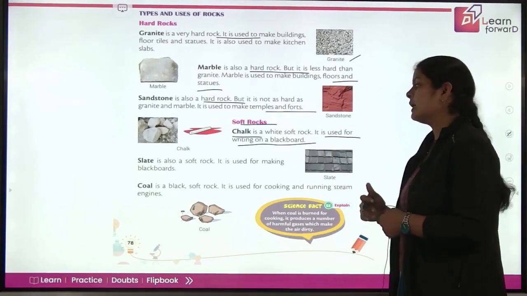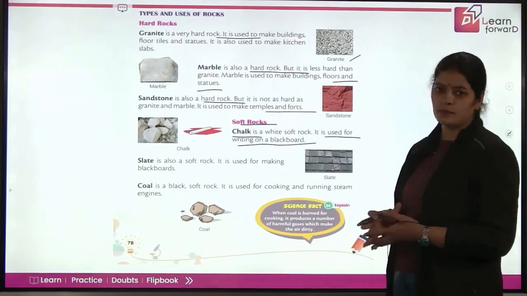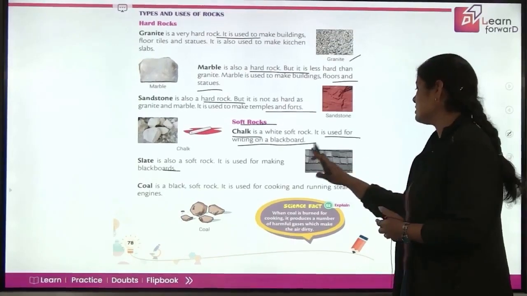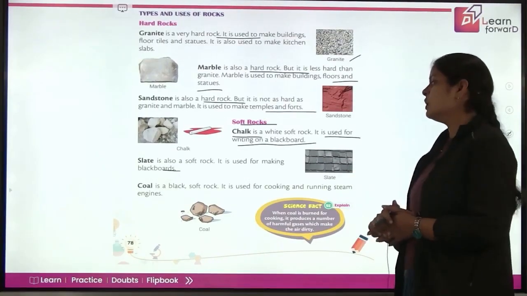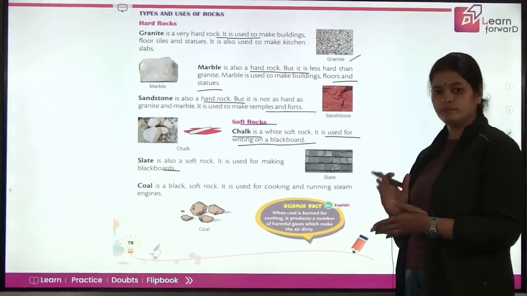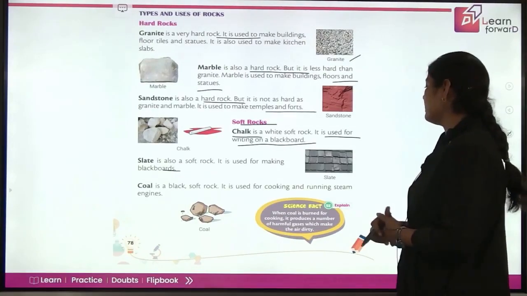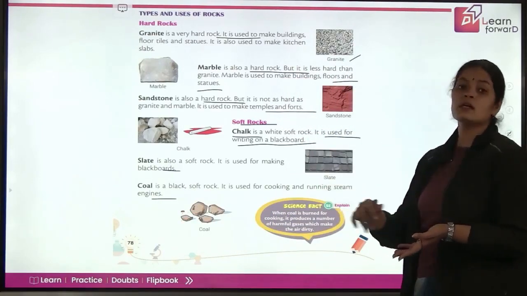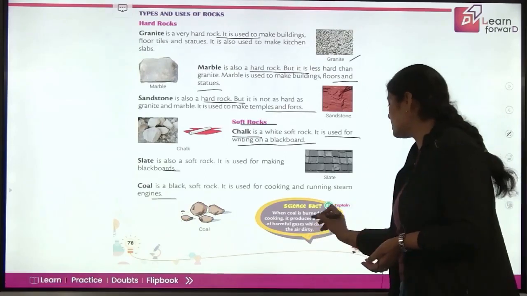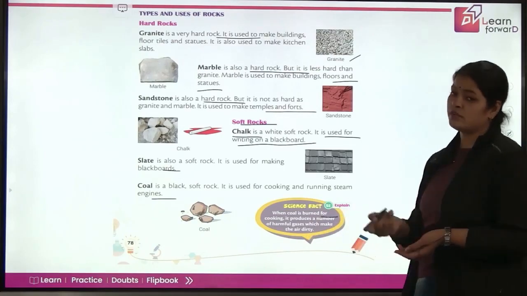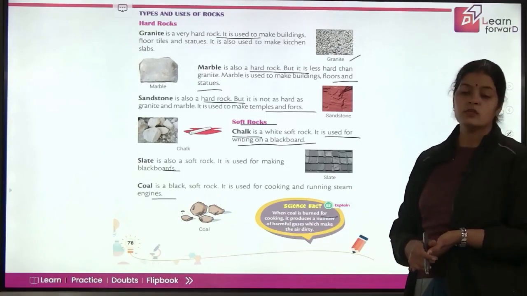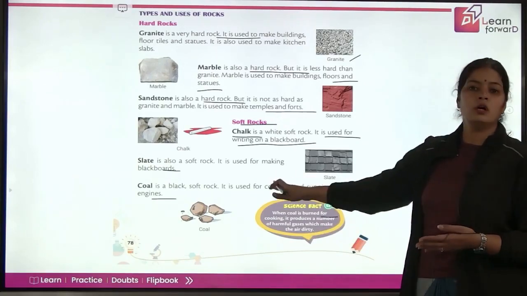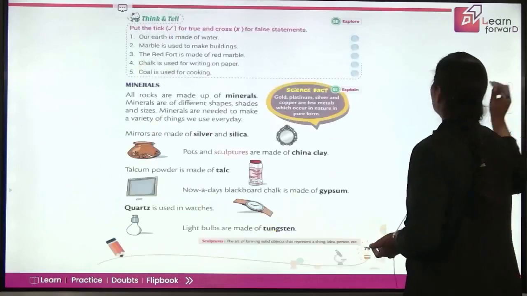Now slate is again a soft rock. It is used for making blackboards. So blackboards and chalks are both rocks and both are soft rocks. Coal is a black soft rock. It can be broken down. It is used for cooking and running steam engines because when we burn coal, steam is produced that can be used as an energy fuel. When coal is burnt for cooking, it produces a number of harmful gases which make the air dirty. This is the reason why we have switched to electric engines and to LPG gas, because coal is harmful for the environment.